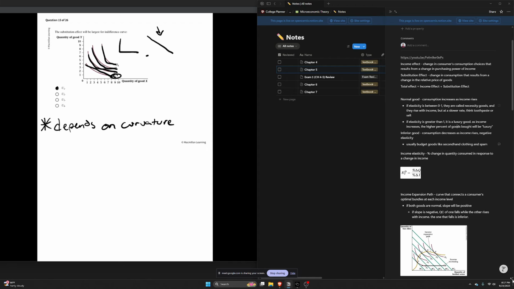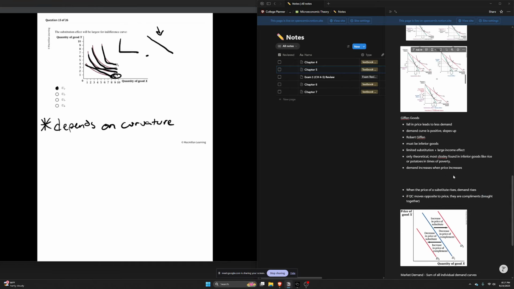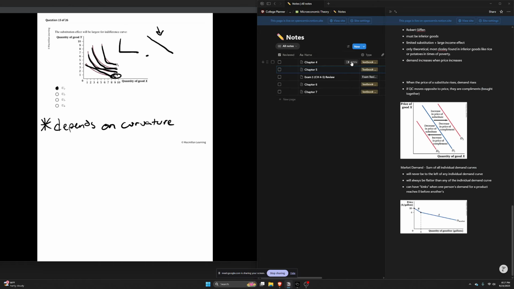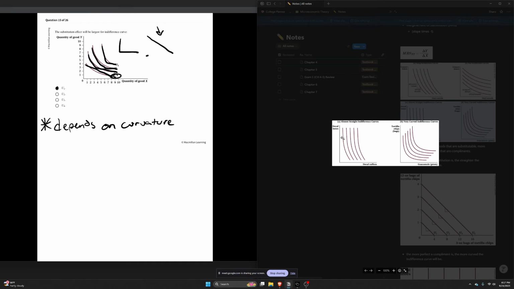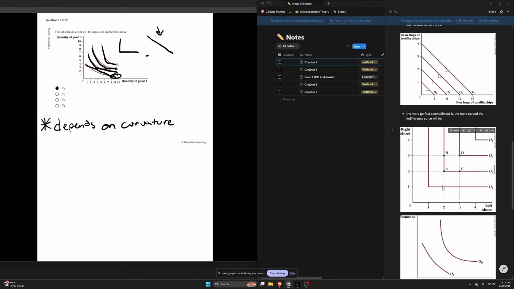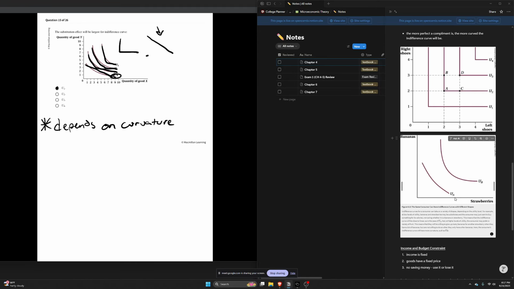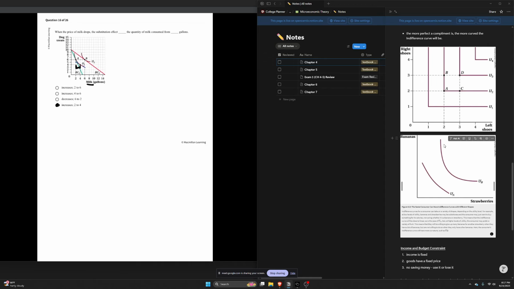For this one, I would just look over, might be in 4. So you want the indifference curve to be, I guess this one would work too. But if you want the substitution effect to be high, you want it to be more of a curve. So I don't know, just take a look at that.